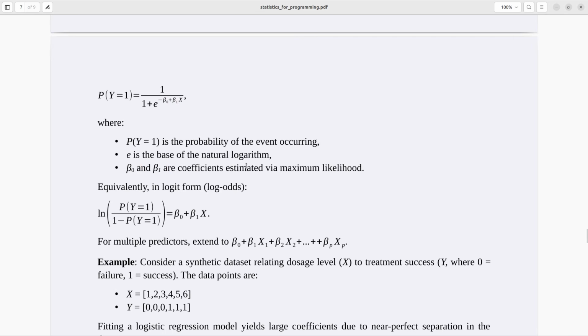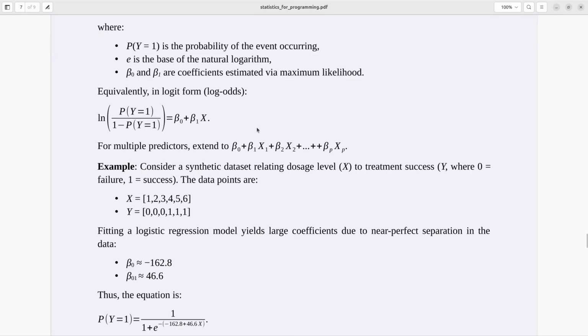So we can use the maximum likelihood method to evaluate beta 0 and beta 1, okay? That means if we have many pairs of x, y coordinates, we can use them to evaluate beta 0 here and beta 1 here, okay? So that is the meaning of the log odds here.